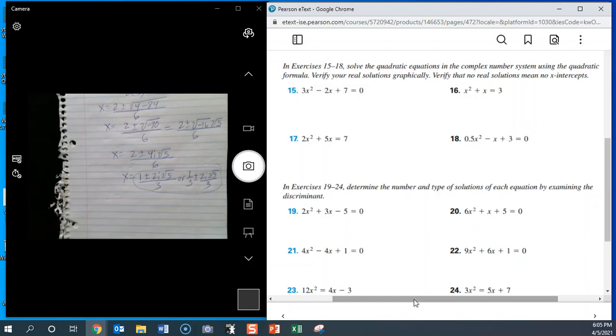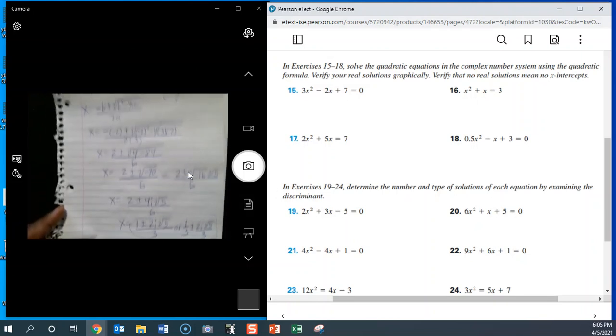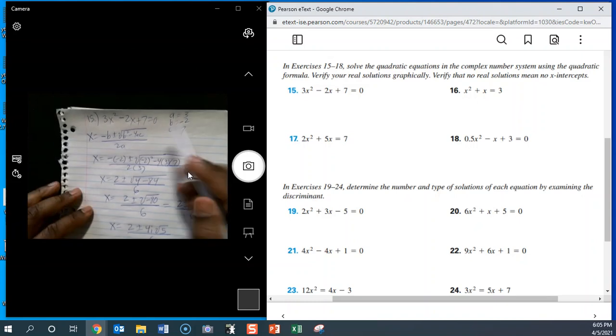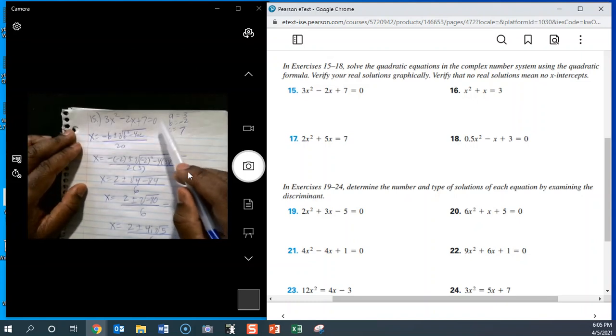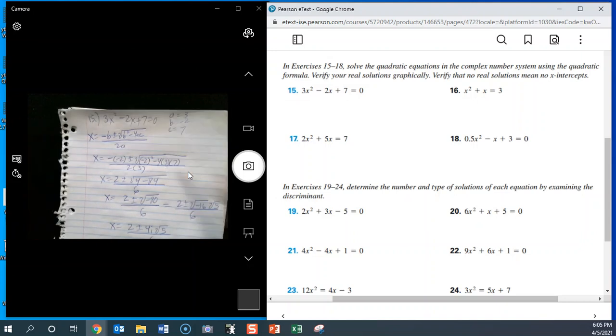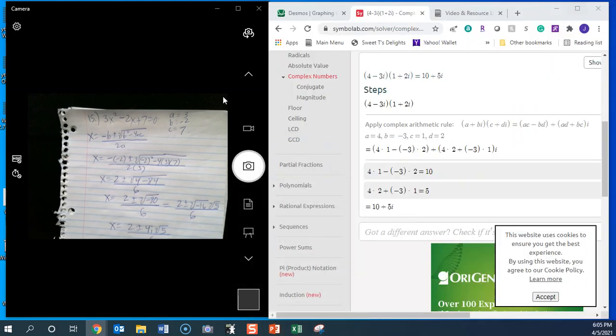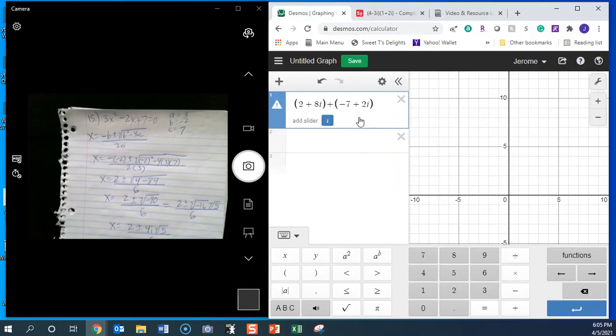Now they ask us to prove, using the graphing calculator, which in our case would be Desmos, that this does not have an x-intercept. Because remember, since this is equal to 0 and we know y usually occupies this space here, x-intercept is when y is equal to 0. So let's go to Desmos and type in this equation.